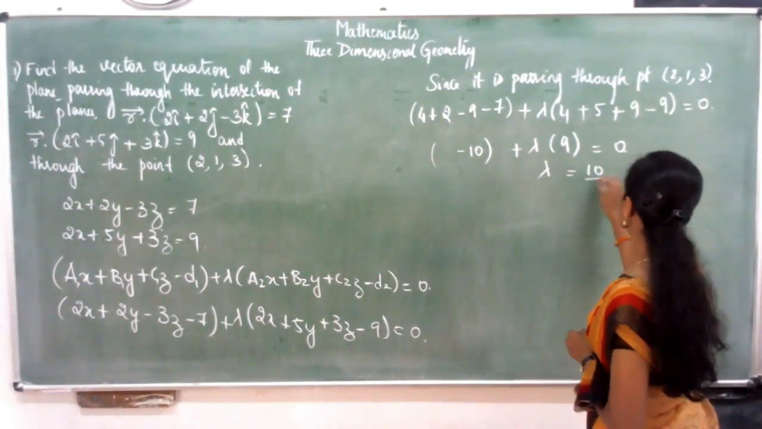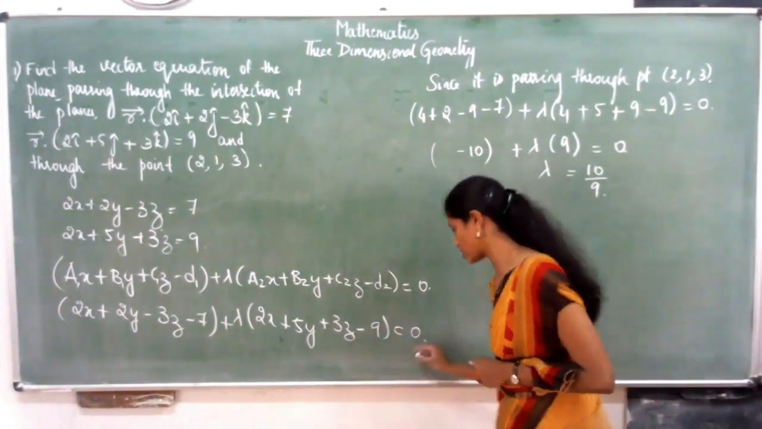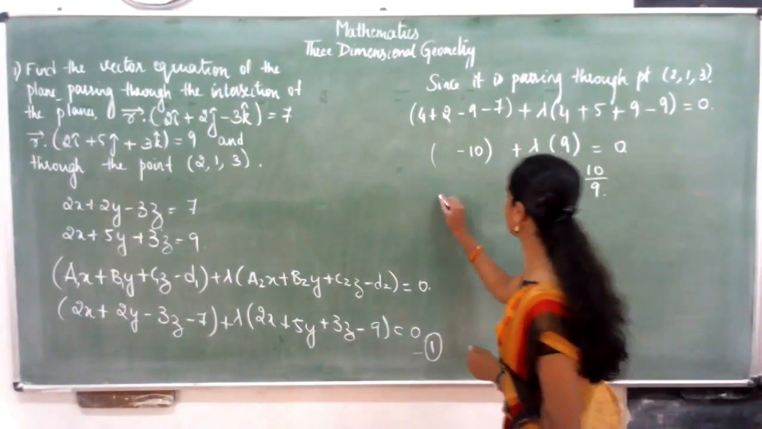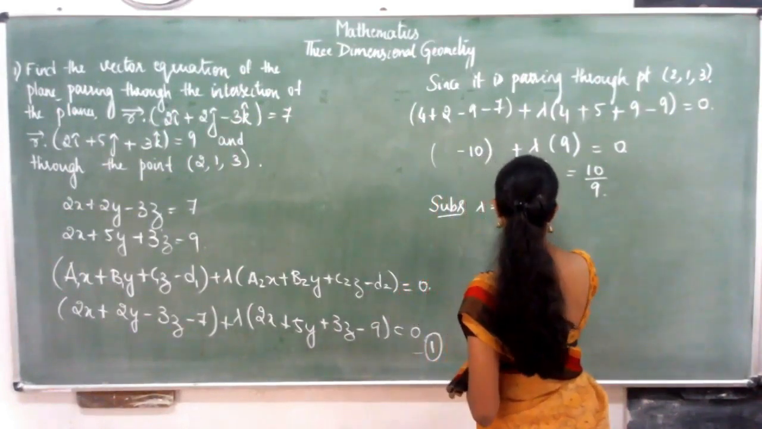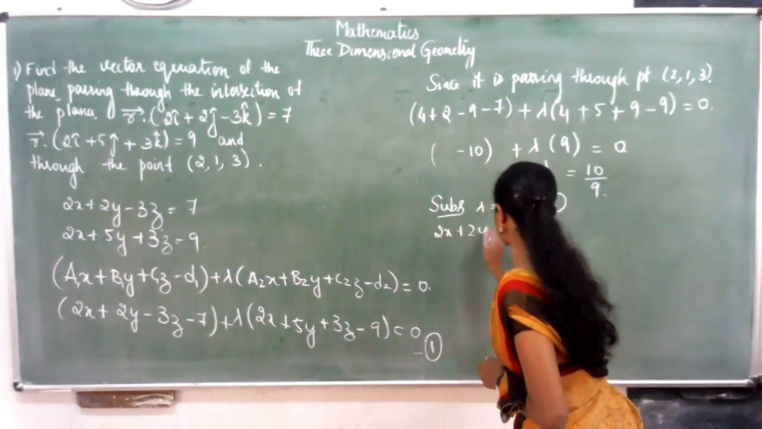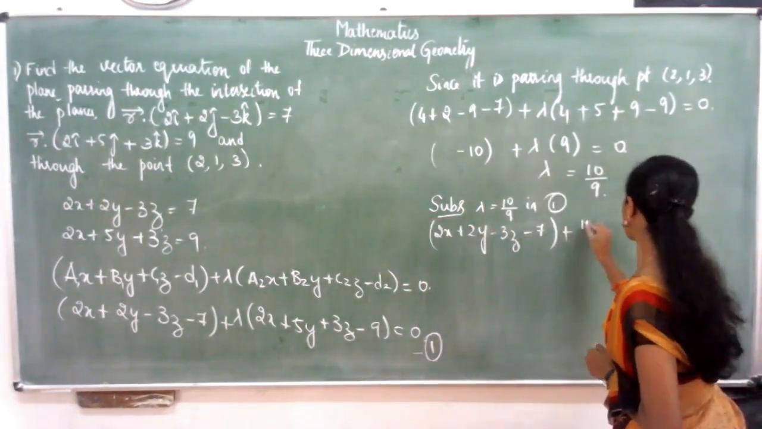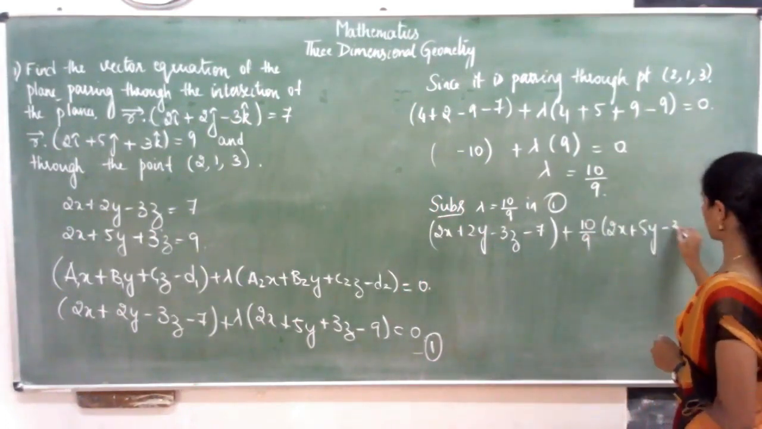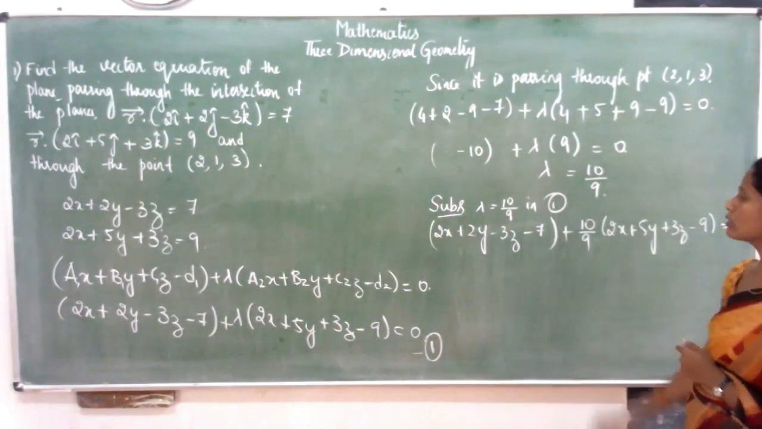Therefore lambda is equal to 10 by 9. Now you substitute this lambda value again in this equation. I'll be considering this as equation number 1. Substituting lambda is equal to 10 by 9 in equation number 1, we get 2x plus 2y minus 3z minus 7 plus lambda, which is 10 by 9, into 2x plus 5y plus 3z minus 9 is equal to 0.